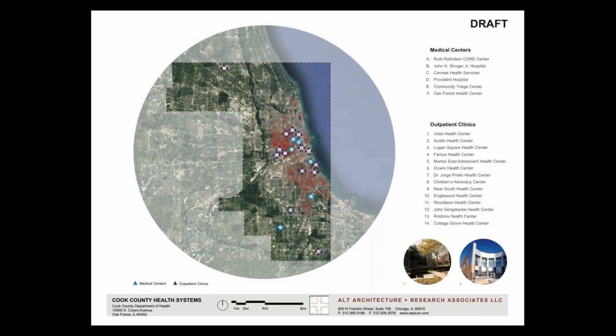Here's an example of the Cook County Health System outpatient clinics. There's 6 medical centers with 14 outpatient clinics. The red is the urban violence. Those are the murders that happened in the city of Chicago. Again, this is 2016.